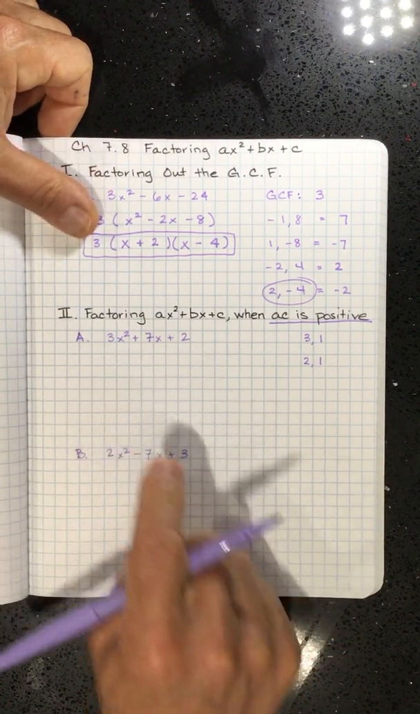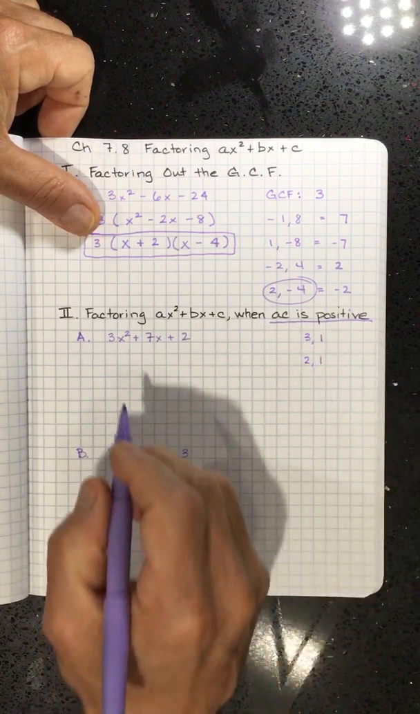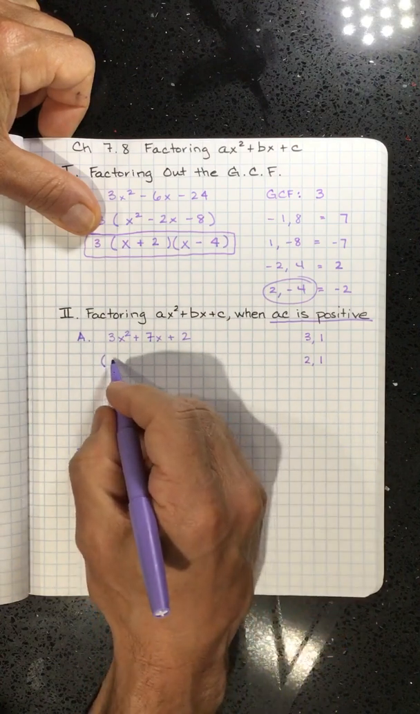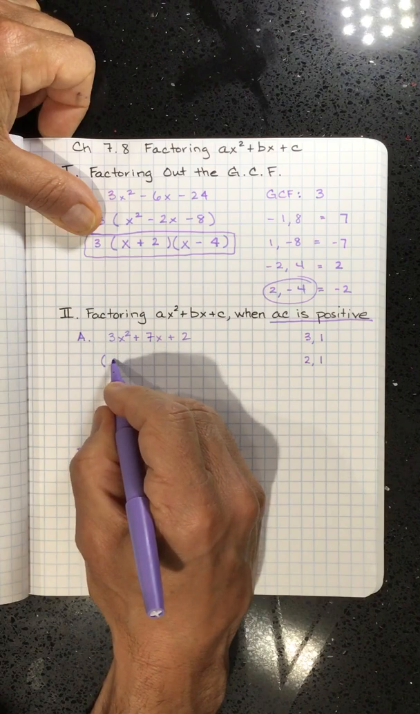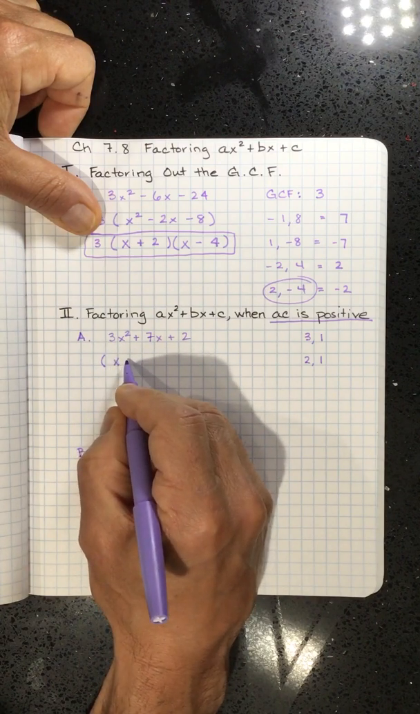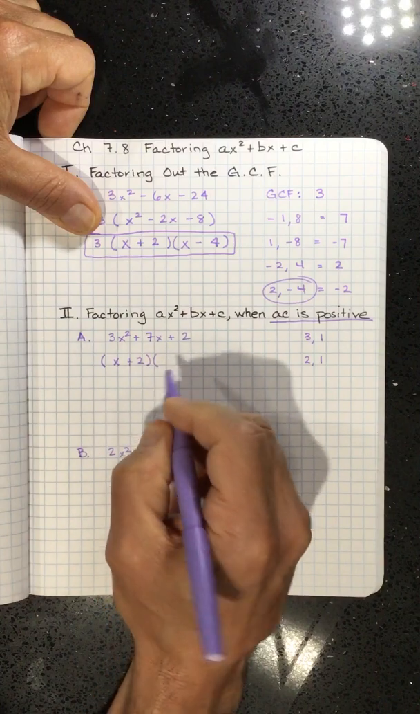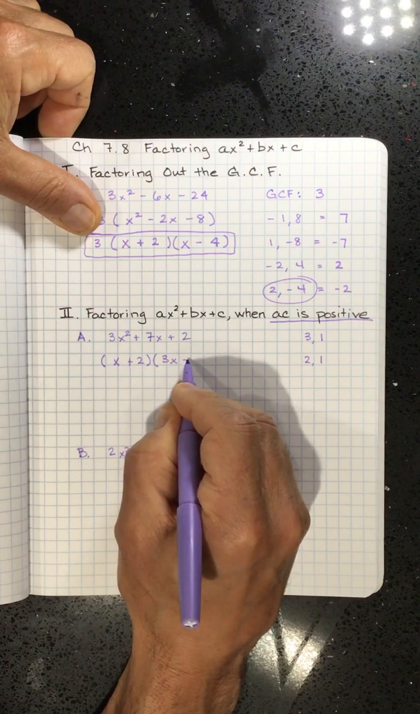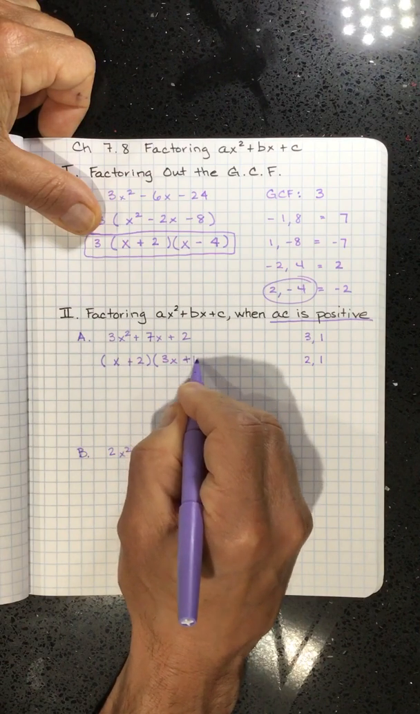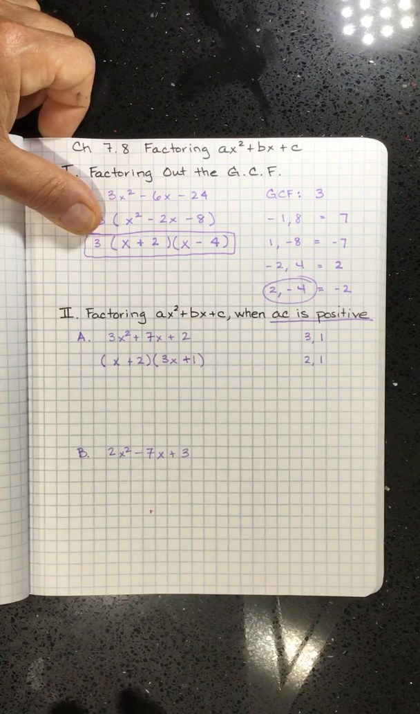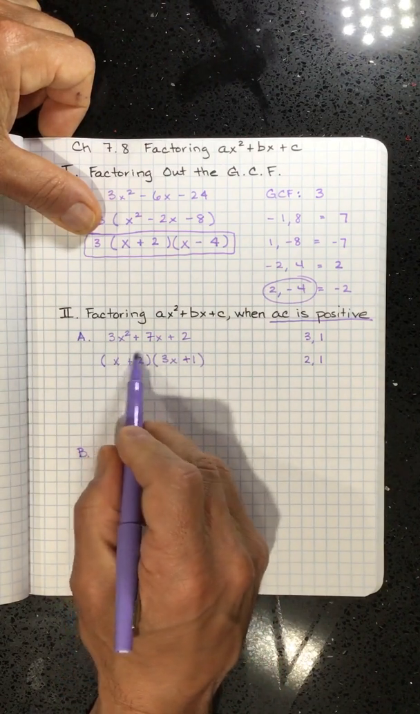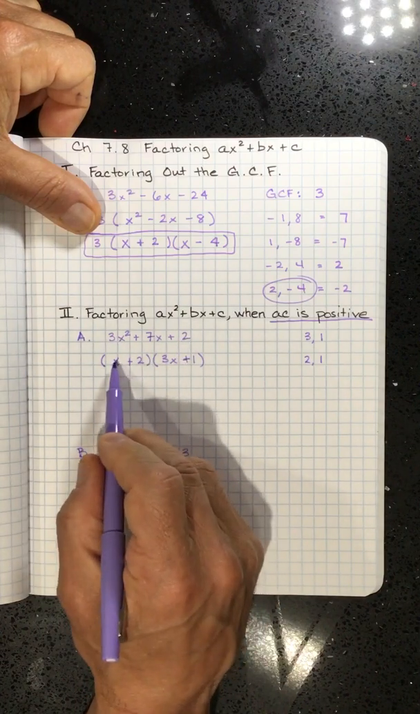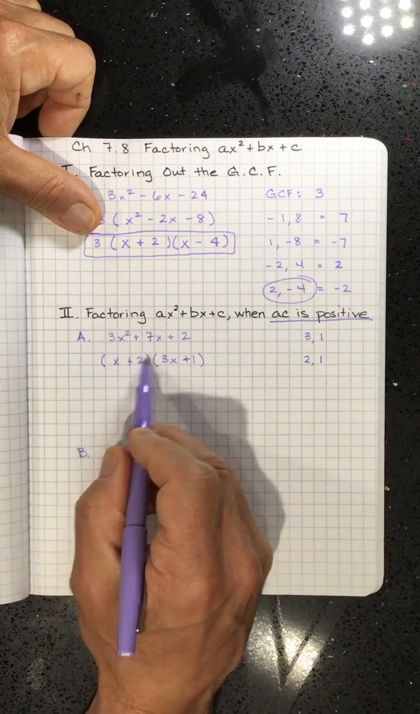So now what we do is we're going to take these pairs, and this part's where it's an educated guess, okay? If we take those pairs and we apply them in this manner, the idea here is that we're trying to create 3x squared and then positive 2. So x times 3x is 3x squared, 2 times 1 is 2.